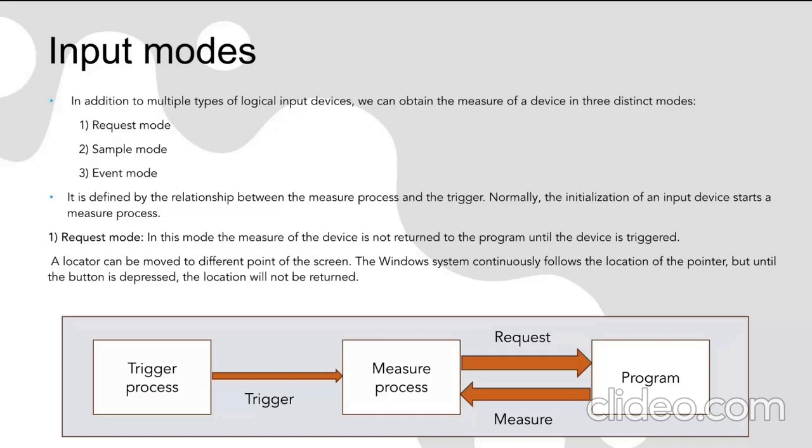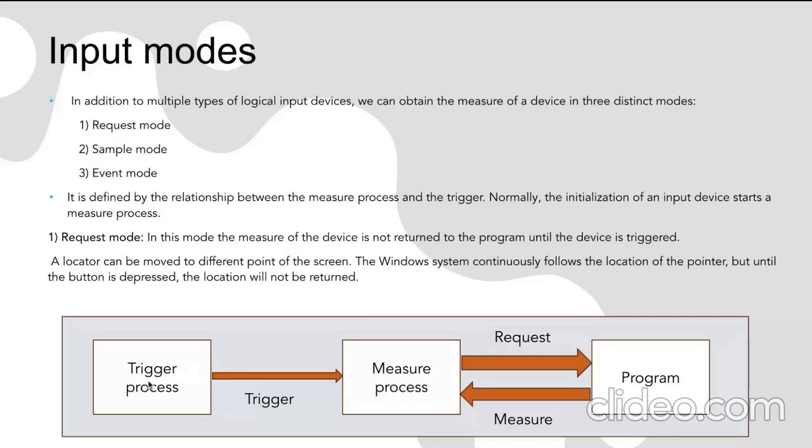For example, you have a mouse that can be moved to different points on the screen. And let's say the windows system continuously tracks the pointer location, but the actual location is not written until the user clicks a button. I'll explain, so we have a small diagram over here.